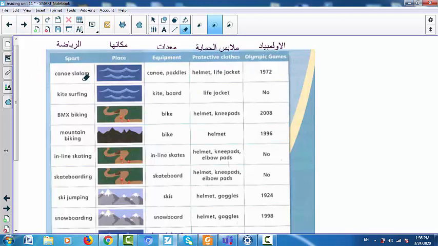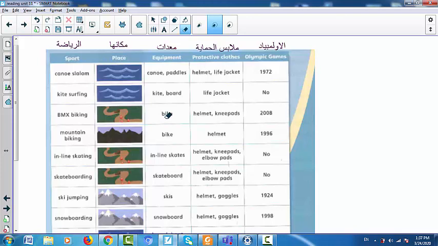Canoe slalom, we need a canoe and paddles. Protective clothes: helmet and life jacket. In 1972 it first appeared in the Olympics. Kite surfing: kite and board, we need a kite and a board, and only a life jacket. It doesn't appear in the Olympic Games yet.